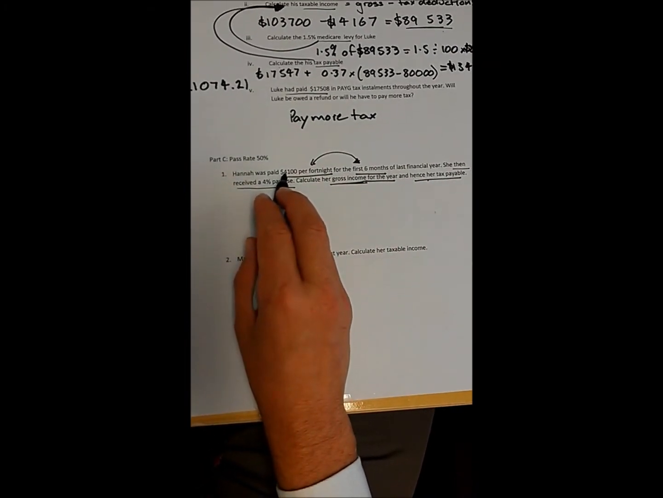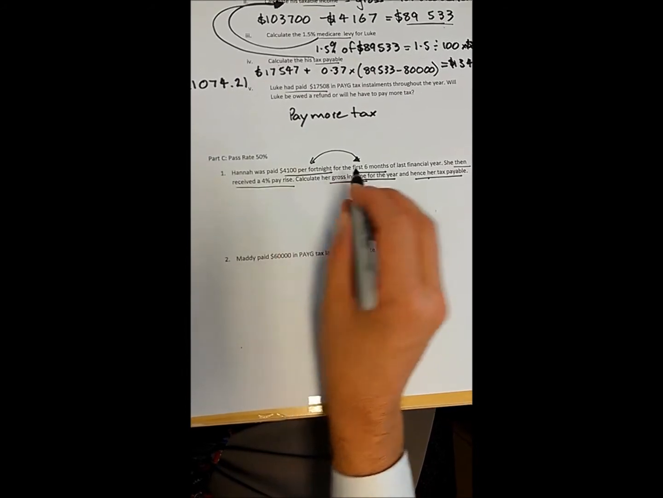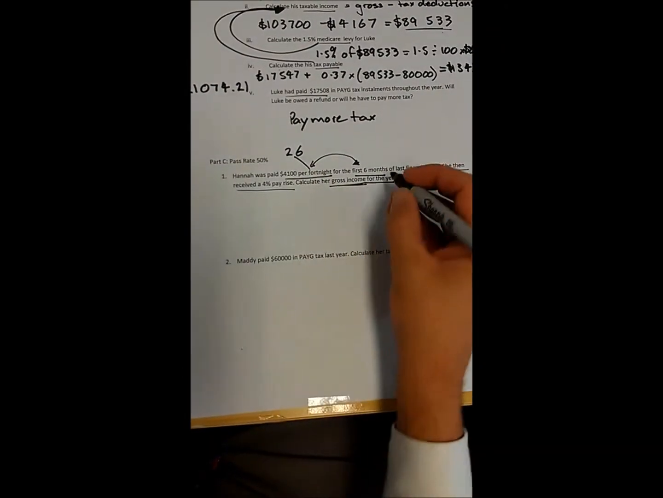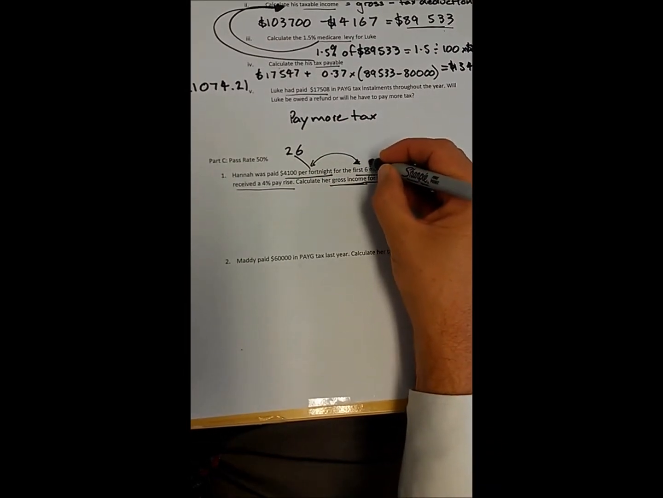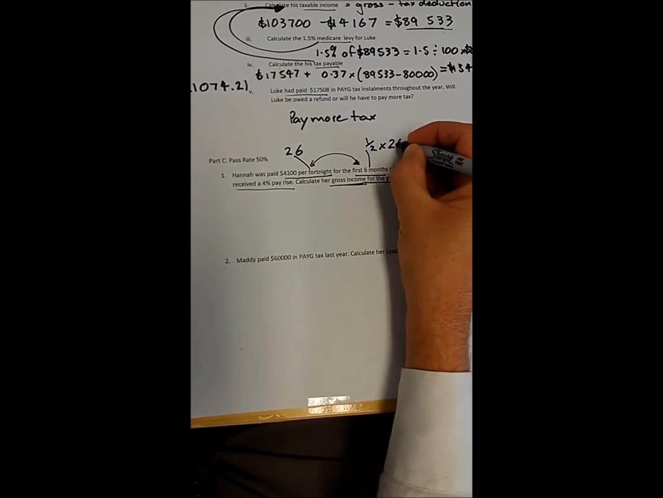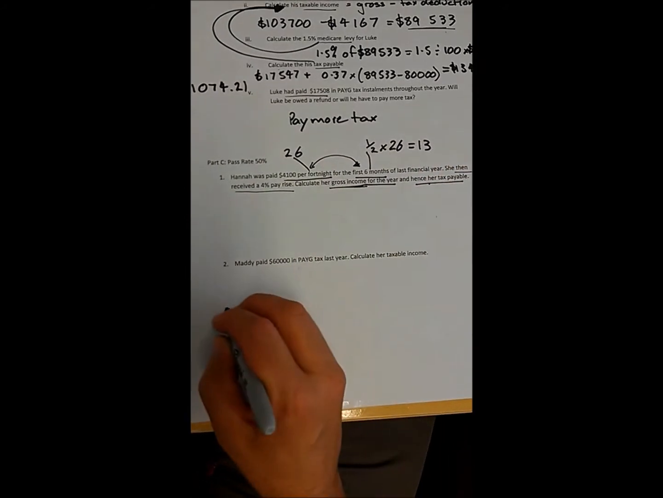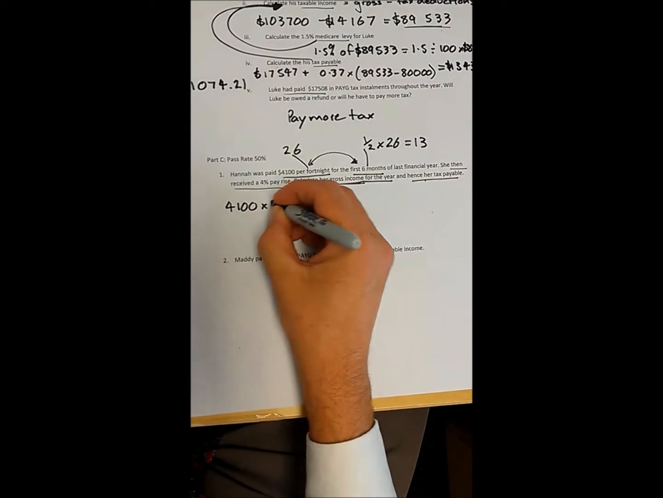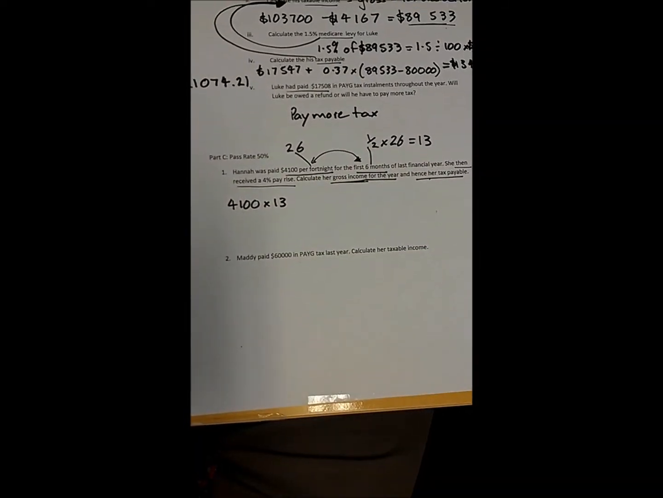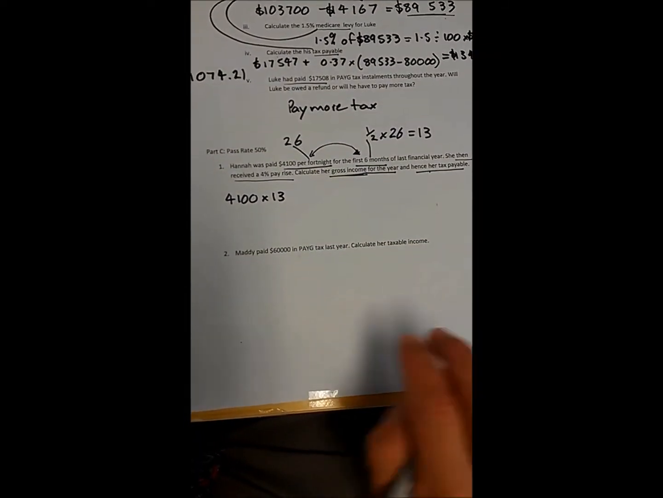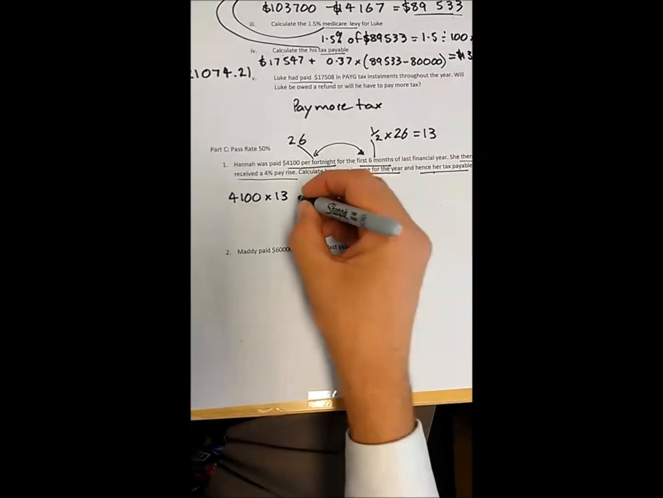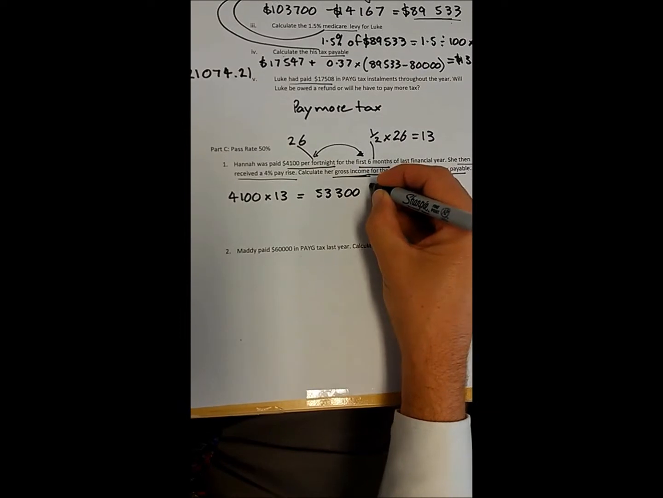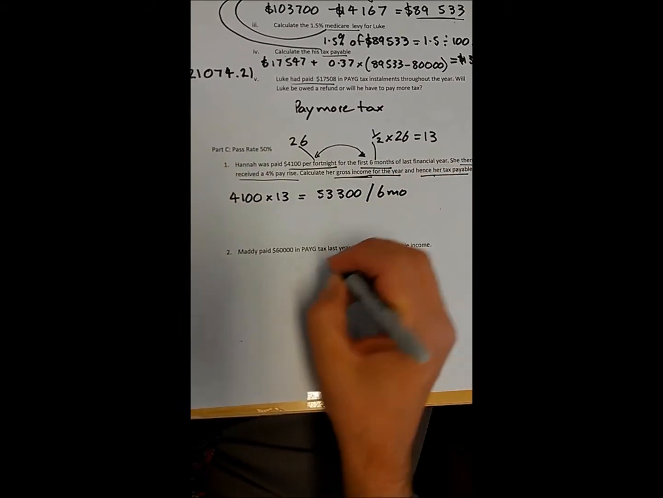So $4,100, fortnights in a year. Connection, 26 fortnights in the year. 6 months, half a year. Half of 26 equals 13. So I want to take my 4,100 and I'm going to receive that for 13 fortnights. So I'm going to calculate that out. I'm going to get a total of $53,300, but that's just for 6 months.